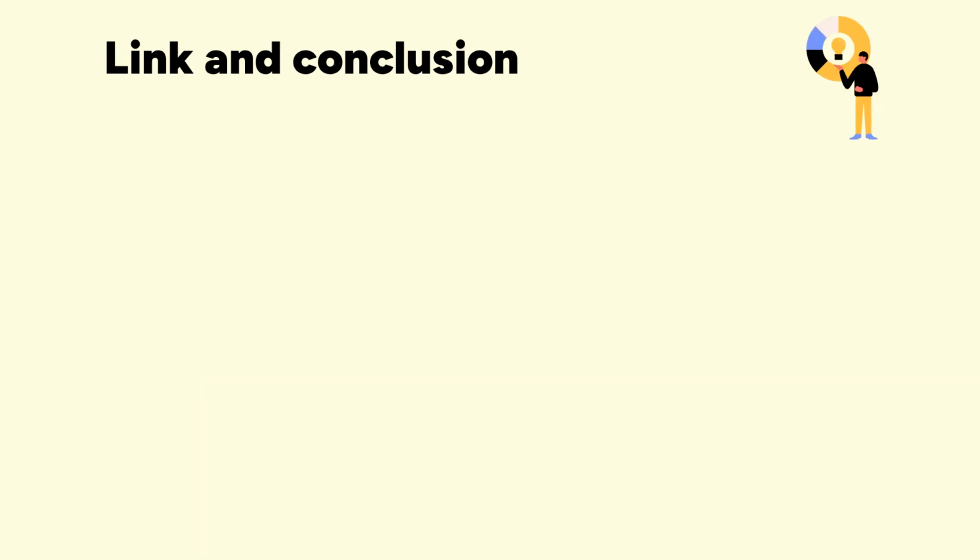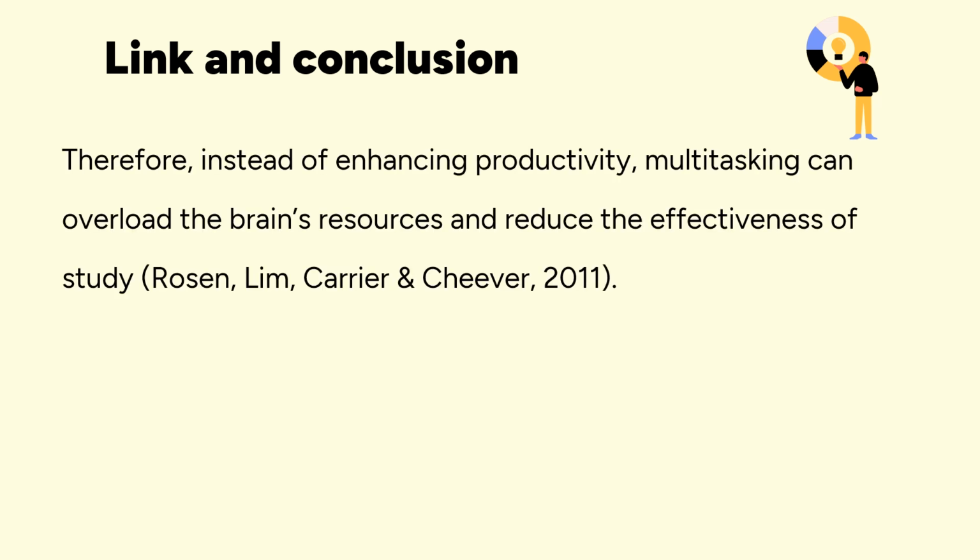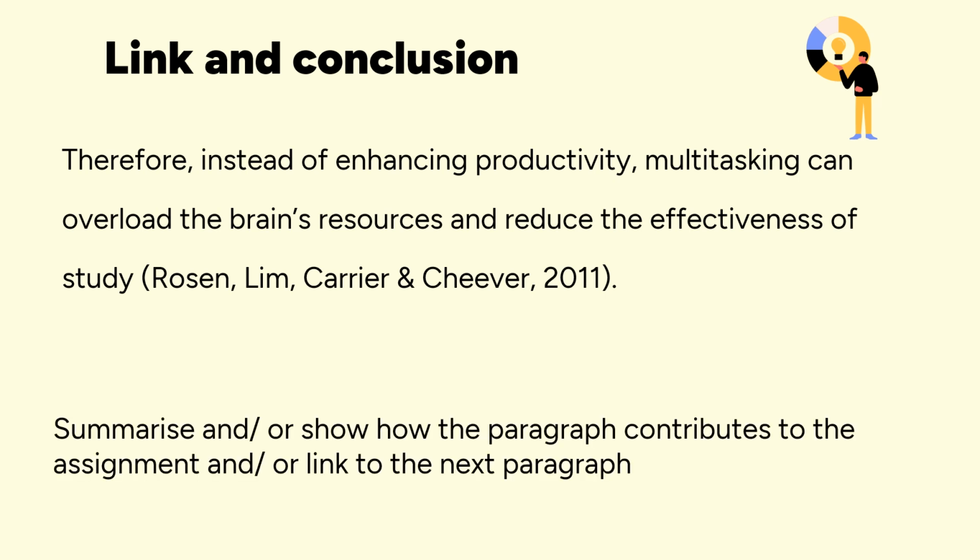So, all that's left is the link and conclusion sentence, and here it is. So this one is used to make sure that the reader understands why you've included the paragraph. So you can link back to the question or the learning outcomes here. Help your marker see that you have addressed the question. It can also link to the next paragraph to improve the flow.